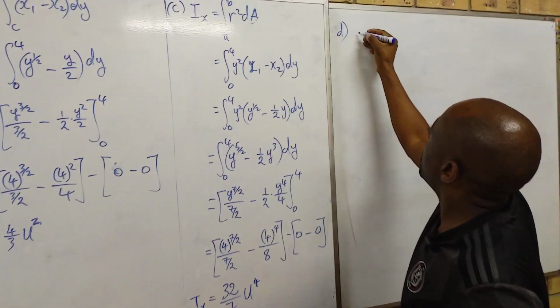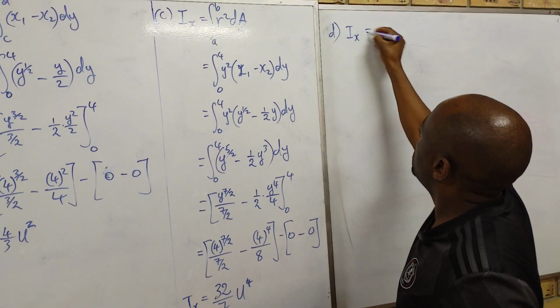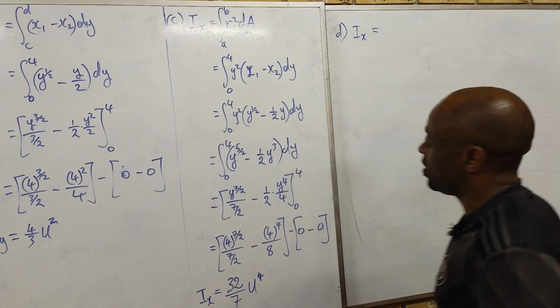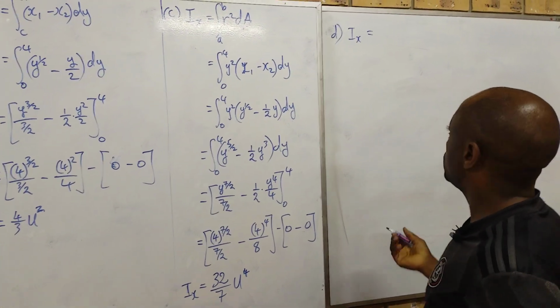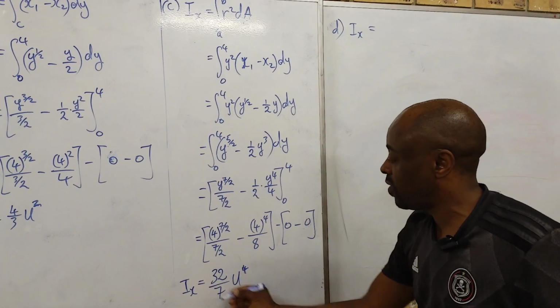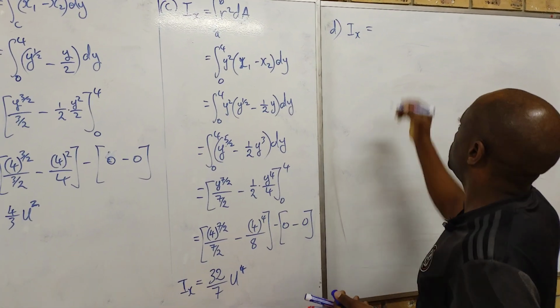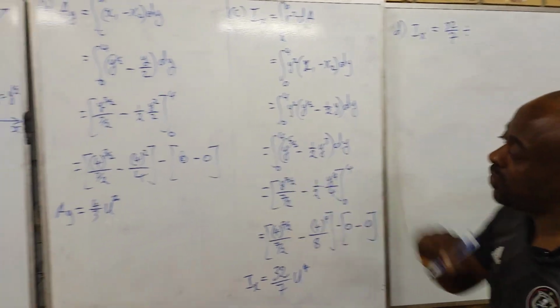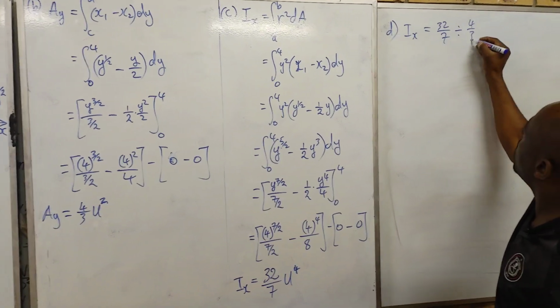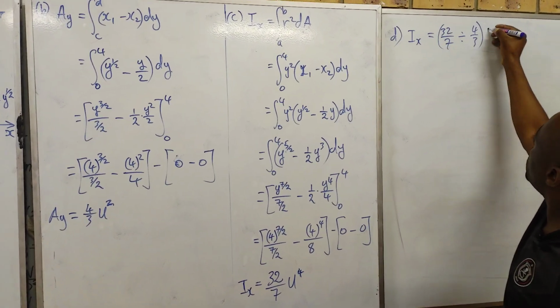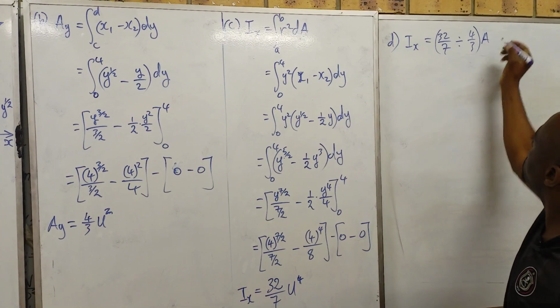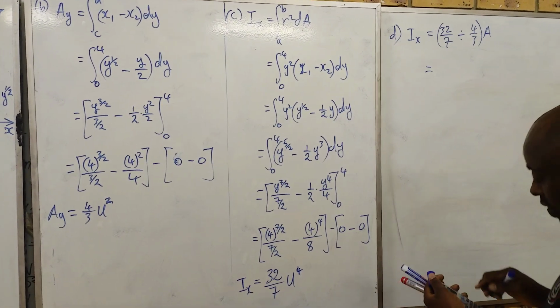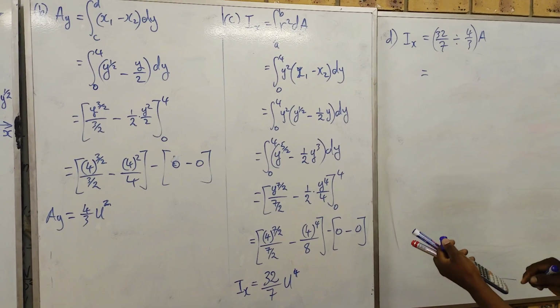So we can now look at the last part, which usually says express your answer in the C part in terms of the area. So what you simply do there is to copy your answer for second moment of area. You divide by your answer for the area, which was 4 over 3. Then you multiply by capital A. Capital A is representing your answer in terms of the area. Then you do that on your calculator.